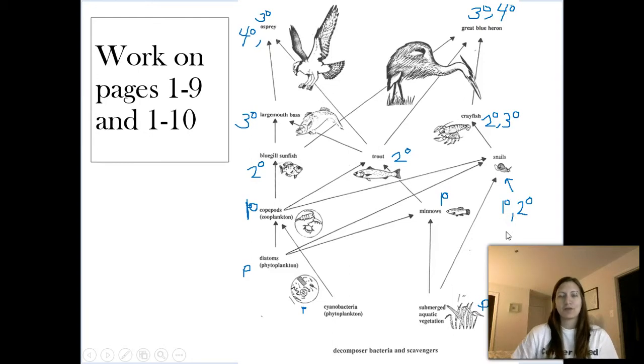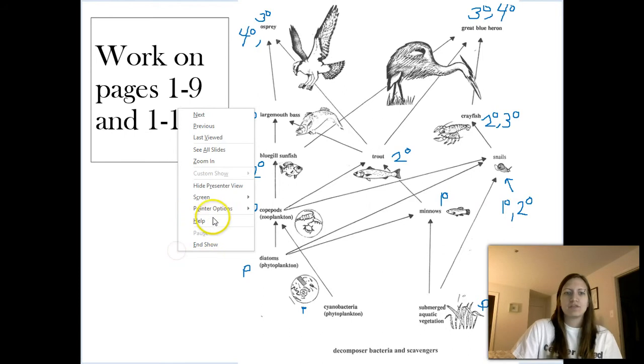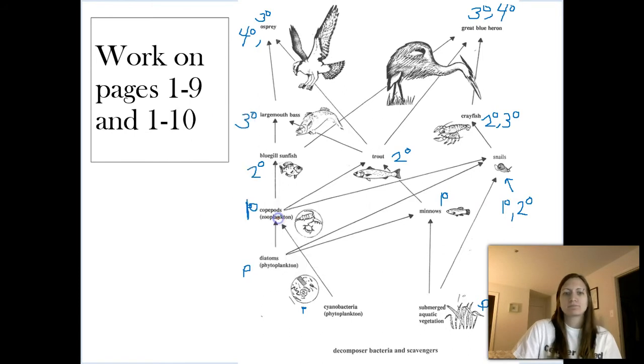Hey everyone, so we're going to pick up right where we left off. At this point you should already have all of your organisms labeled in this food web. You've looked at the questions and you've answered them as best as you can, and hopefully you answered them correctly. So I'm going to go ahead and get my pen ready.